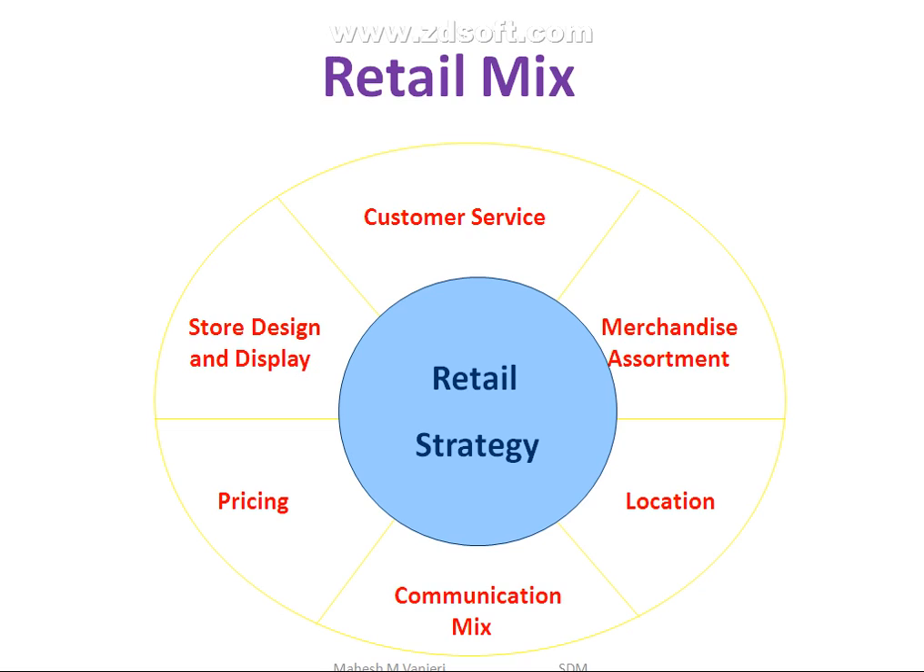So we have completed the learning of merchandise assortment, location, pricing, communication mix, and store design and display of retailers. Since you should know that the retail industry falls under the service sector, you are aware of these 3 sectors: primary, secondary, and tertiary. Primary sector is agriculture. Secondary sector is industries or manufacturing units. Tertiary sector is services. So retailing falls under services.